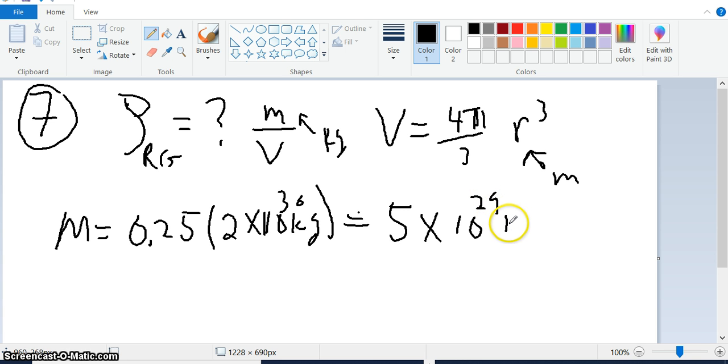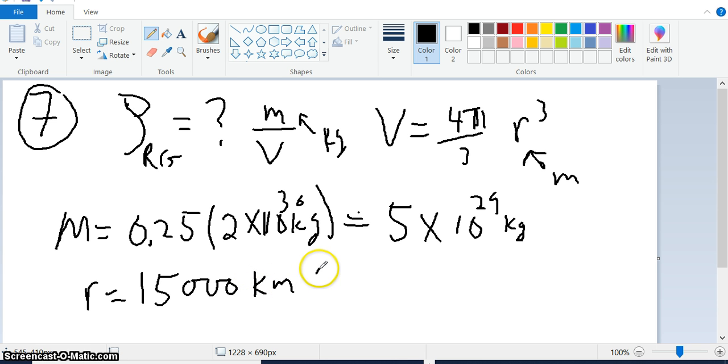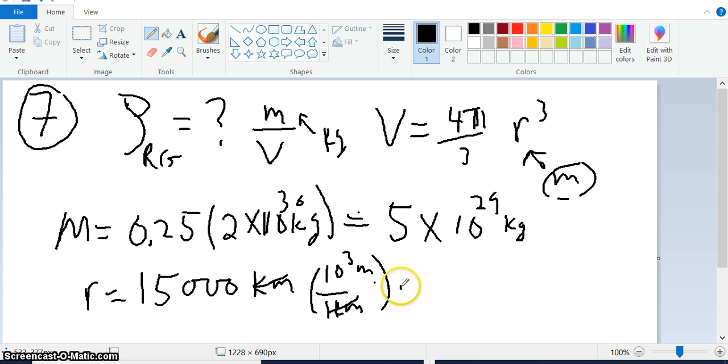Kilograms. That's the mass, 1/4 the mass of the sun, and then we have to figure out the radius. They give us the radius of 15,000 kilometers, and of course I'm going to change that immediately to meters, because R has to be in meters. In 1 kilometer there are 10 to the 3rd meters, so the kilometers cancel and you just add 3 zeros. So the radius would be 15, and then 3 more zeros.